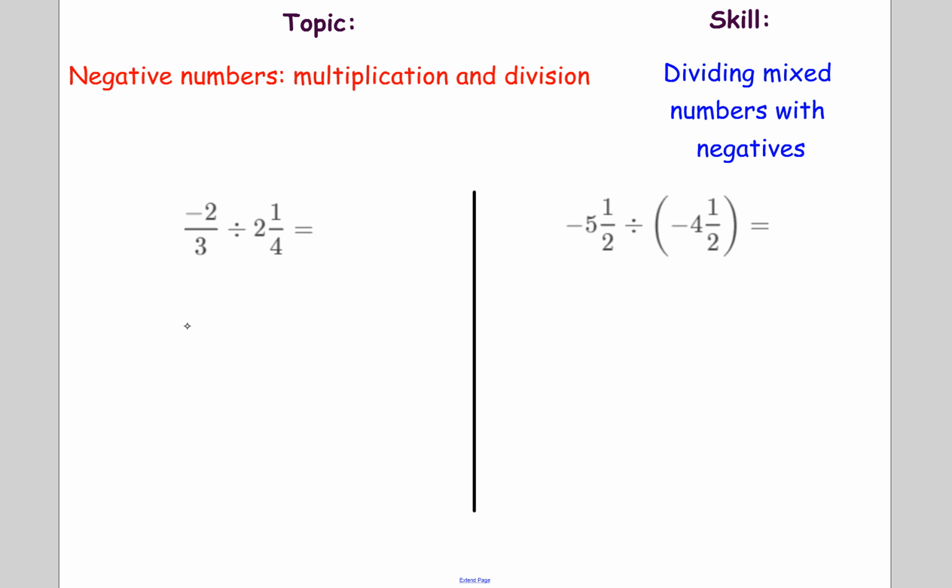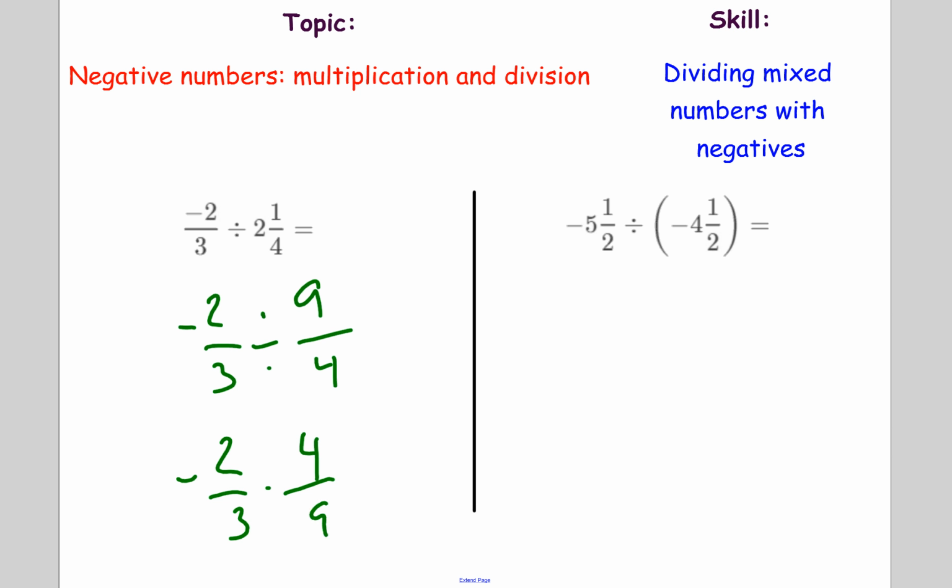Just rewrite it now as negative 2/3 divided by, this is an improper fraction, would be 2 times 4 is 8 plus 1 is 9, 9 over 4. Now that I've rewritten it with no mixed numbers, now you can rewrite it as negative 2/3 times the reciprocal, which is 4/9.